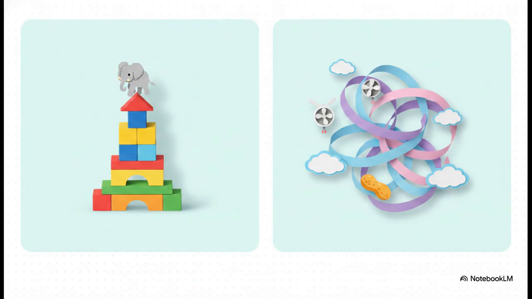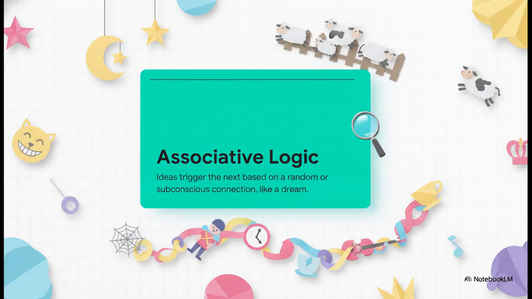But over on the other side, Upar Pankha relies on an associative flow. We are trading heavy elephants for spinning fans and peanuts, and we're swapping out predictable loops for a totally unpredictable journey. To really get this, we need to talk about associative logic. This is essentially a sequence where one idea triggers the next based on a totally random or subconscious connection. It's exactly how a dream works.